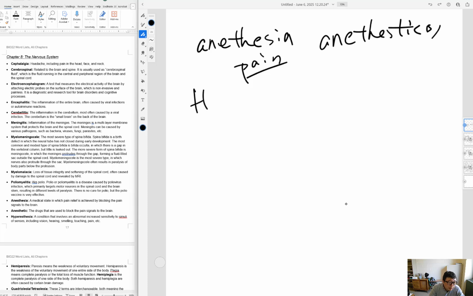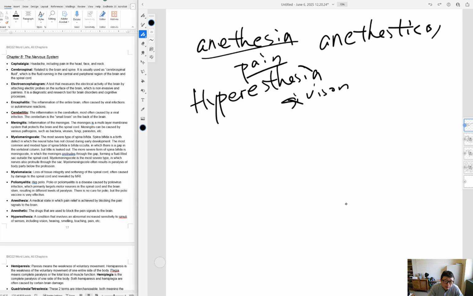And then hyperesthesia means super sensitive to stimuli. In the case of anesthesia, by the word it means no sensing at all, but in practical use it means blocking the pain. But hyperesthesia means being hypersensitive to things, not only pain, but vision, hearing, touching, anything you can think of. If you are super sensitive to those things, like I said, hypersensitive.